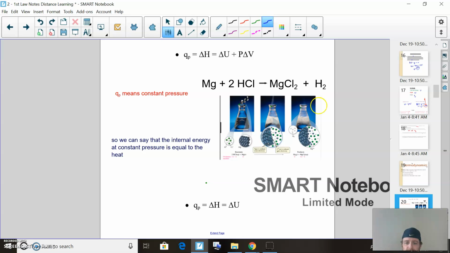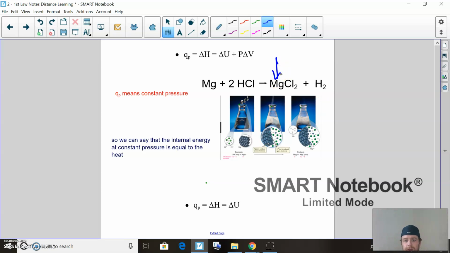You've all been in a chemistry class before, and you know that we do stuff with open systems here. You can see these are open beakers. Since it's an open system, we can eliminate pressure and volume, and we can say this: the heat given off, which we call enthalpy, we'll get to that eventually, is the internal energy. So in a chemist's world, you can say that the heat of a reaction is equal to the internal energy of a reaction. It's got to be at constant pressure.